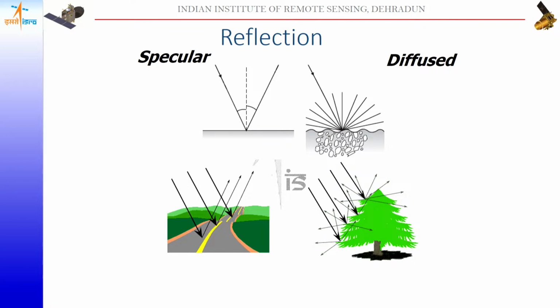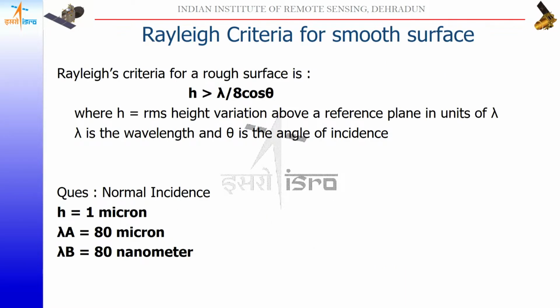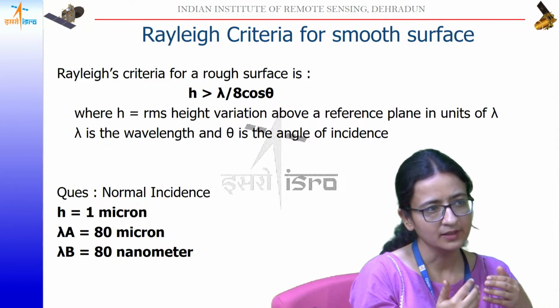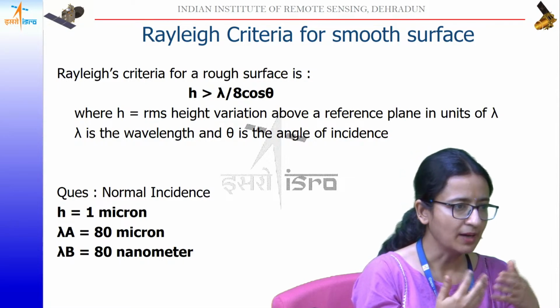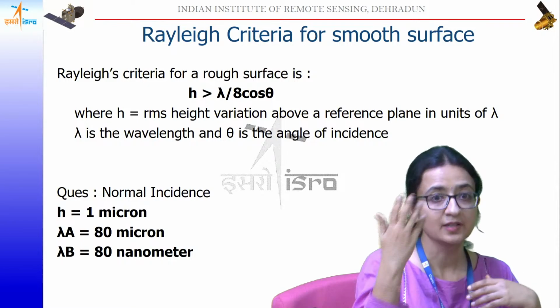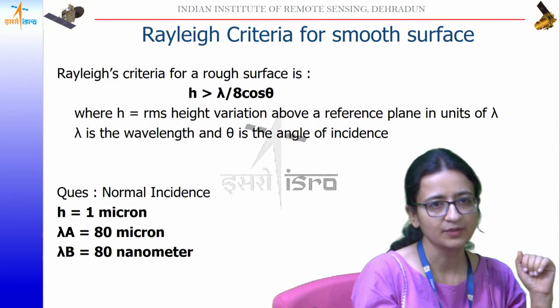But how to tell whether the surface is rough or smooth? Here is a criterion called the Rayleigh criterion, which says the surface is rough if h is greater than lambda by 8 cos theta, where h is the average undulation of the surface. Every surface will have some form of undulation. If it is having some friction, there is some undulation in the surface. It can be questionable whether the undulations are at a microscopic level or nanoscale, or at centimeter level, or at meter level, depending on which type of surface we have.